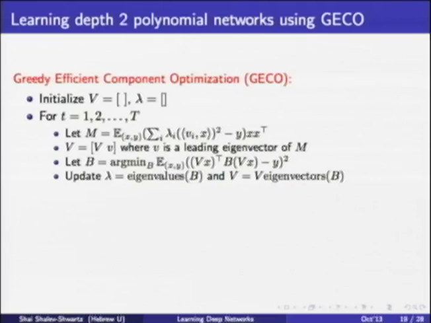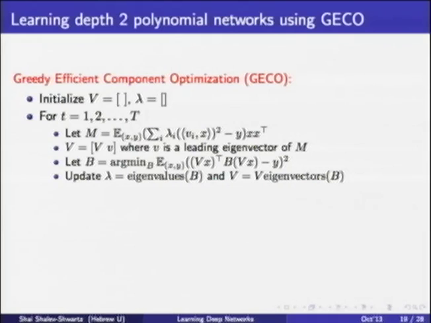So you do it in steps. At each step, you add one more hidden neuron. So on step t, you first define this matrix M. This matrix M, you can think about it as some gradient matrix of the current predictor.